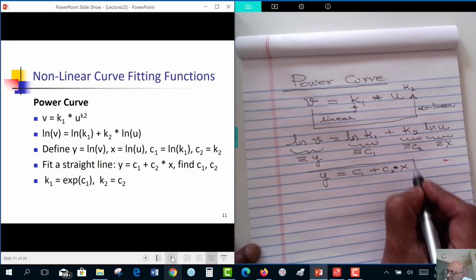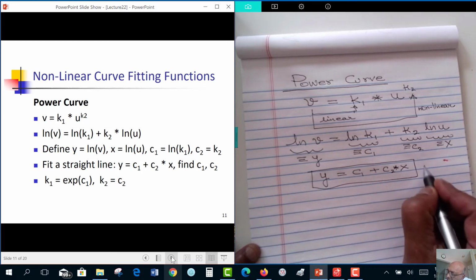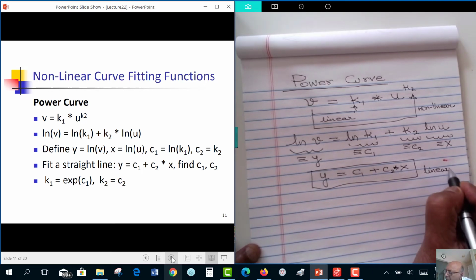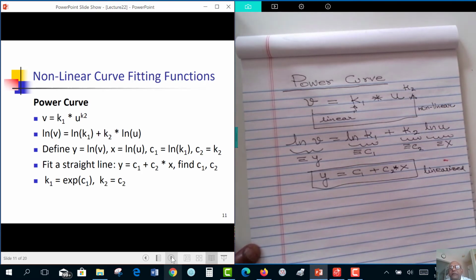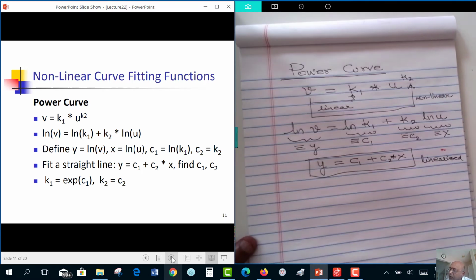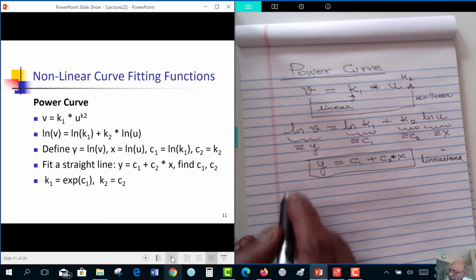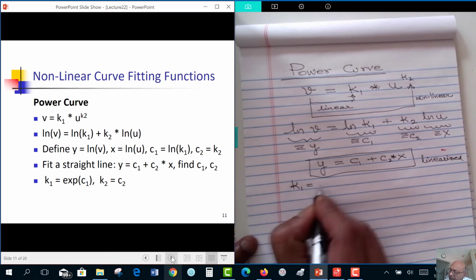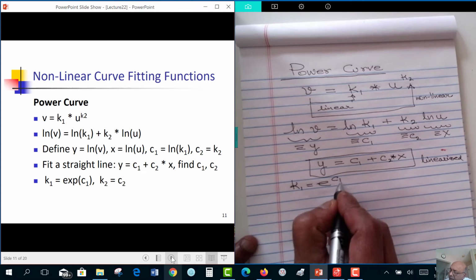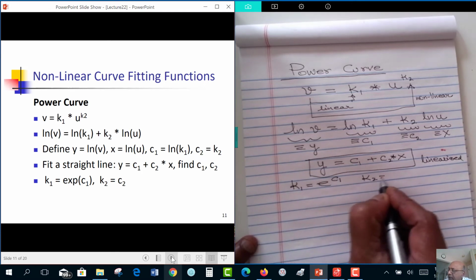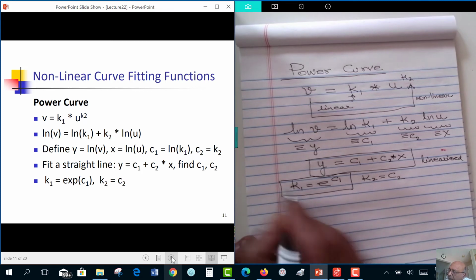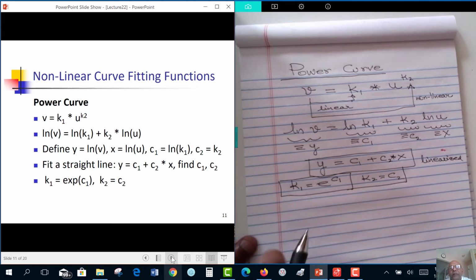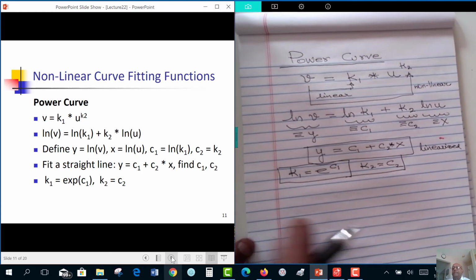So again, this is our linearized form of this power curve, right? So once we find C1 and C2, K1 would be just e to the power C1 and K2 would be same as C2, right? Let's do an example.